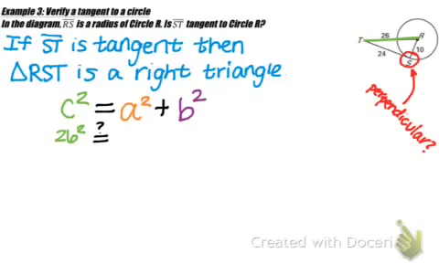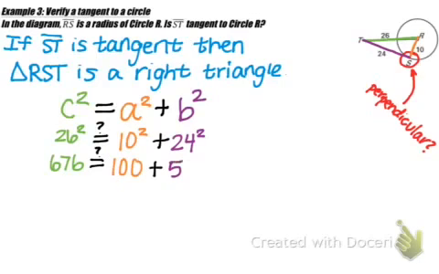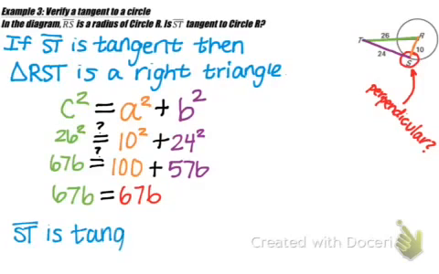So we want to see if that is equal to 10 squared plus 24 squared. So let's do some computing. 26 squared is 676. Let's see if that is equal to 100 plus 576. Well, 676 is equal to 676. Since those are equal, then we can say that angle S is a right angle, which makes ST tangent to circle R.